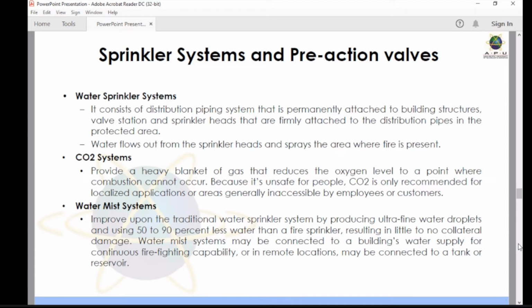This is more effective because you don't make everything too wet with water, and water usage is up to 50% less. Okay, or up to 90% less. Only you use 10% water, 50 to 90. How big the fire is and how you want to make the mist, the size of the mist.